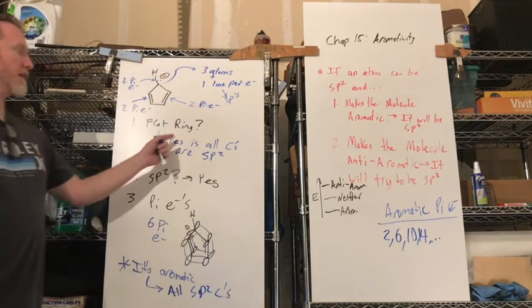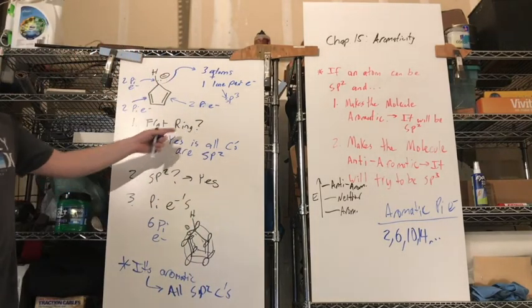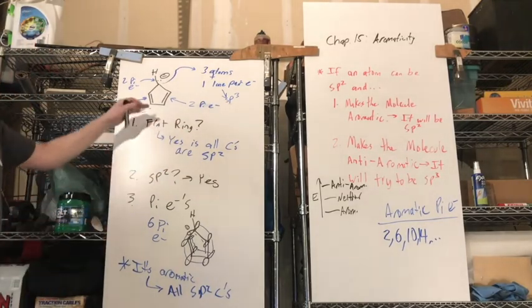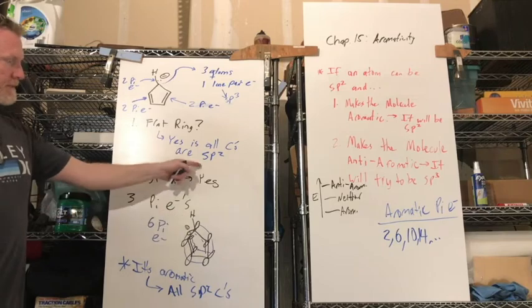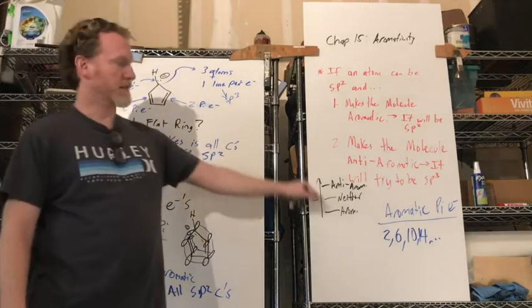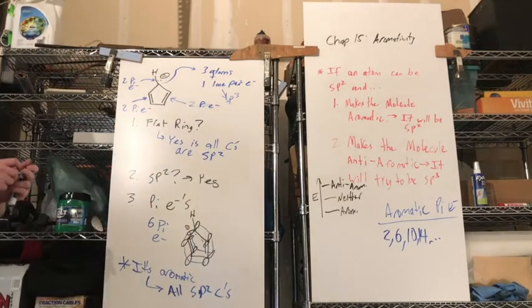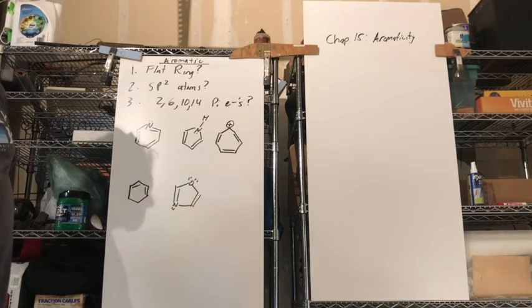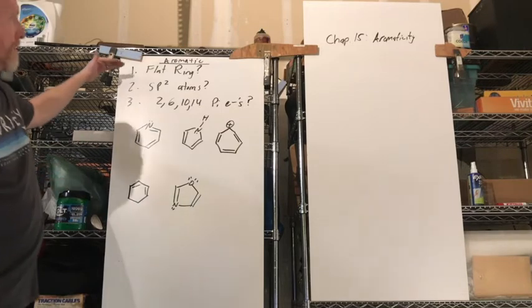So remember when we started the conversation, we said it could be sp3 or sp2. Let's go with sp2 and see if it makes it aromatic. And being sp2 made it aromatic. So it's going to choose to be sp2 to be the much lower energy aromatic compound. I have some examples here. I think the best way to learn this is just to do a bunch of examples and you'll get the hang of it.